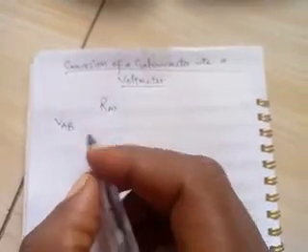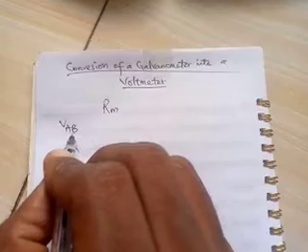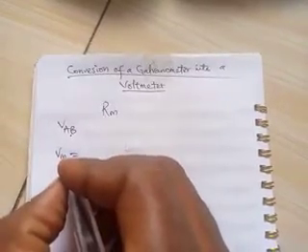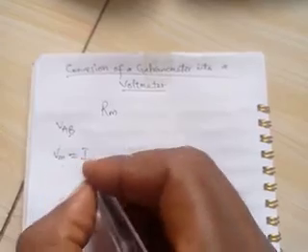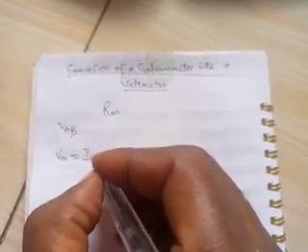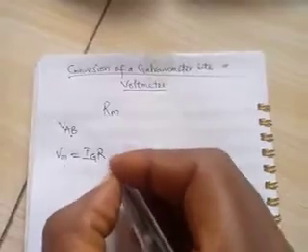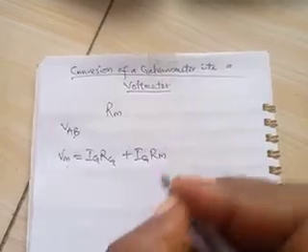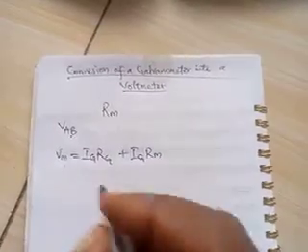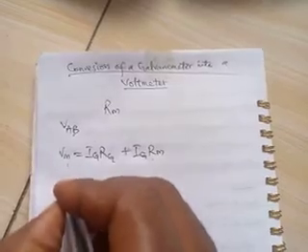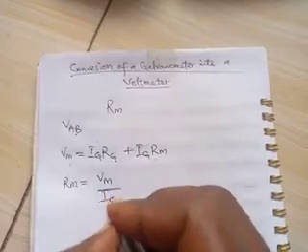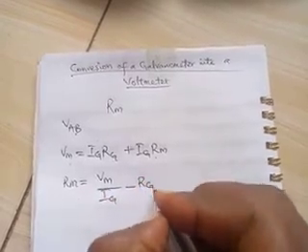Let's say that V_m will be the highest voltage that can be measured. For us to calculate V_m, remember V is equal to IR. So it is the current in the galvanometer times the resistance of the galvanometer plus the current in the galvanometer times the maximum resistance. If we make the maximum resistance the subject of the formula, we will have that R_m is equal to V_m over I_g minus R_g.